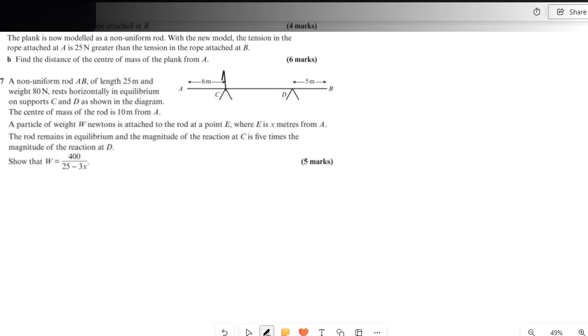So we can say that this is going to be the reaction at C and this is going to be the reaction at D, because it's given that the reaction at C is 5 times the reaction at D.